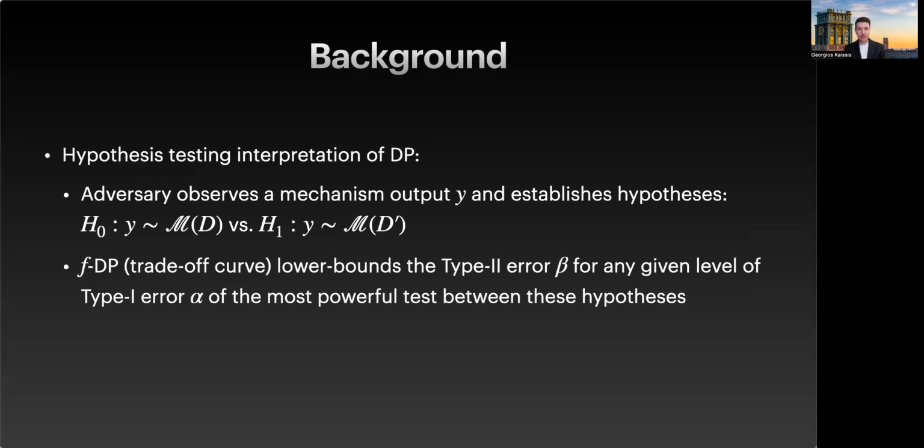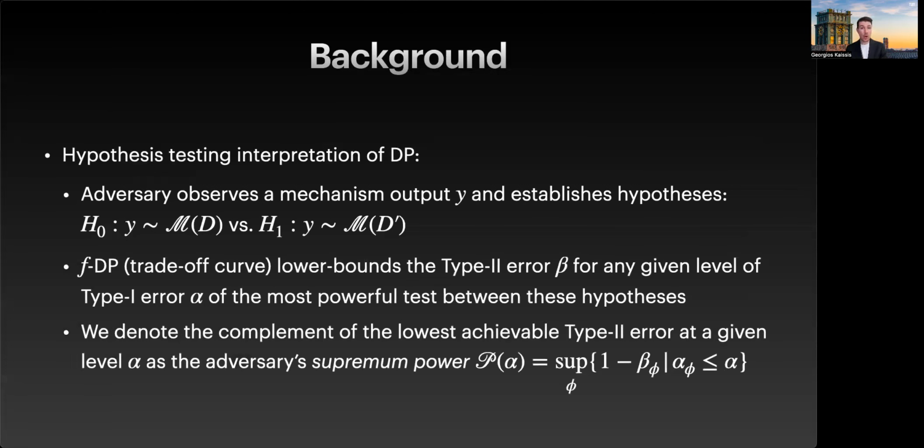Now, f-differential privacy expresses the lower bounds of the type 2 error, which we call beta, for any given level of type 1 error alpha of the most powerful test between these two hypotheses. And this mirrors a fundamental result in mathematical statistics, which is called the Neyman-Pearson lemma. Now, for the purposes of our work, we will denote the complement of the lowest achievable type 2 error at a given level alpha as the adversary's supremum power. And the reason for that is that 1 minus beta is usually called the power of a test in hypothesis testing. And P of alpha, with its calligraphic P, will be our symbol for the supremum power.